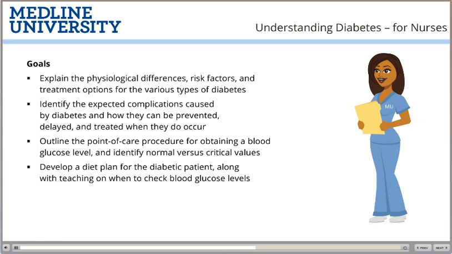Third, to outline the point-of-care procedure for obtaining a blood glucose level and identify normal versus critical values. Lastly, to develop a diet plan for the diabetic patient, along with teaching on when to check blood glucose levels.